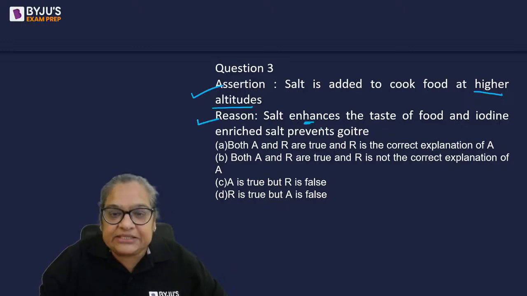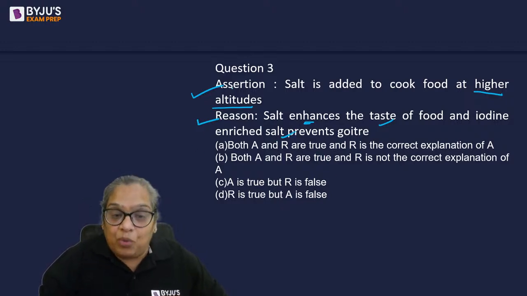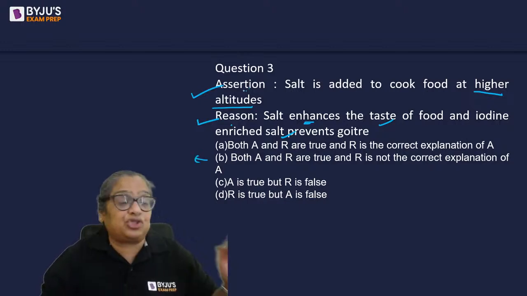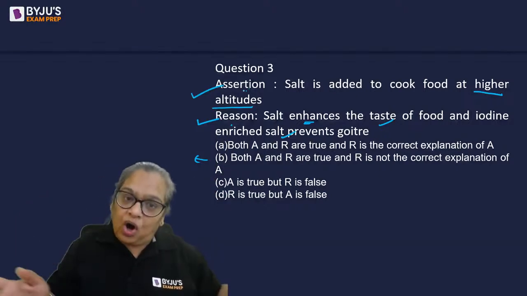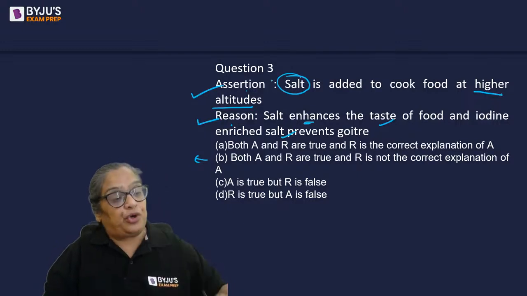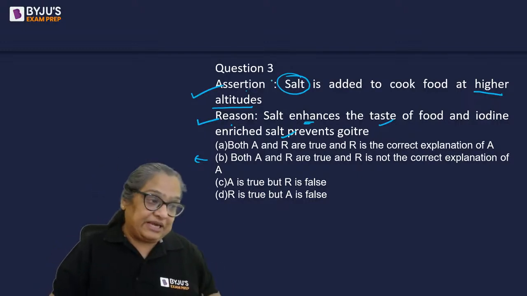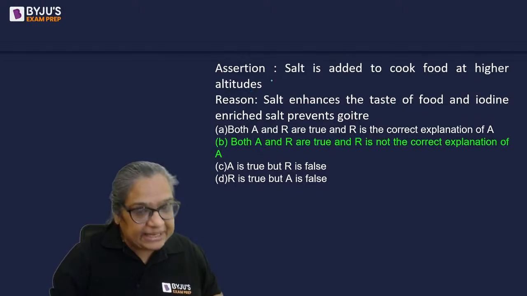Salt enhances taste of food is true, and iodine enriched salt prevents goiter is true. So what is the answer here? Both are correct, but this is not the reason for salt being added only at higher altitudes. Salt is added to all food, but at higher altitudes, whatever water they boil, they add salt. That is what the statement is saying. Got it? So the correct answer for question 3 is B.